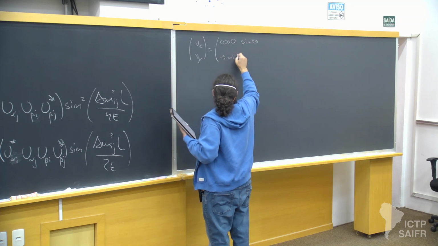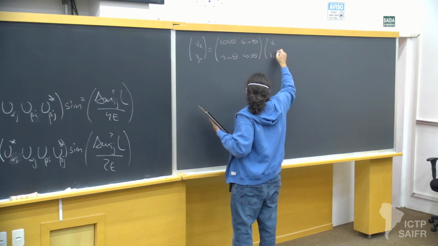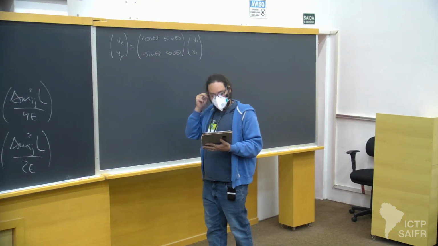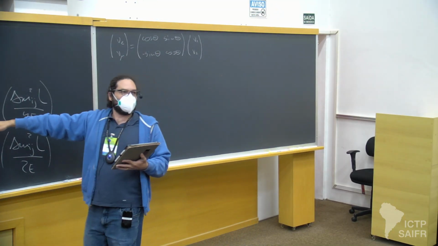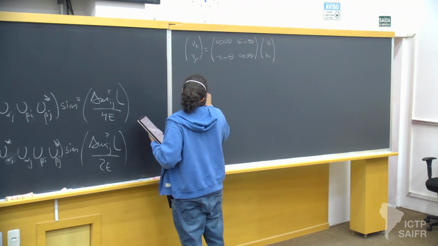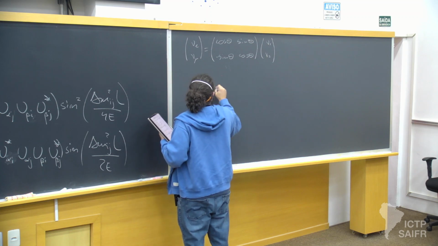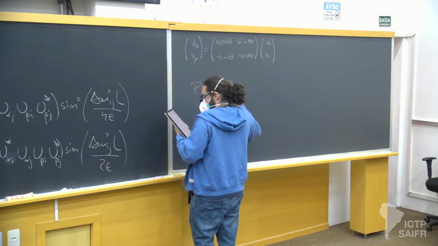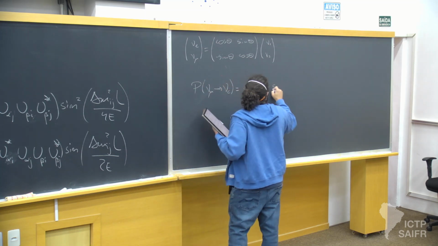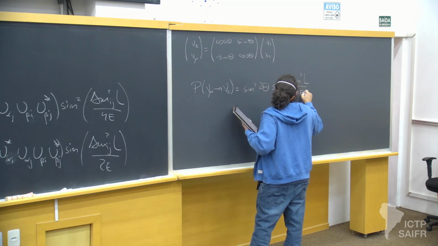Where the mixing can be given by just one angle, so nu_e and nu_mu written as nu_1 and nu_2. Now I can write these U's as a function of these angles, and for example, the probability of nu_mu going to nu_e is sine squared 2 theta times sine squared of delta m squared L over 4E. Okay?